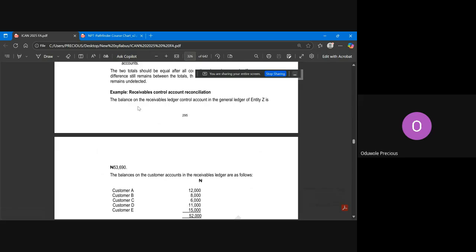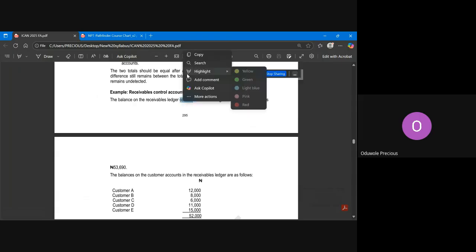He said the balance of the receivables ledger control account in the general ledger of entity C is 53,690. That's the balance in the ledger. Then the balance on the customer account in the receivables ledger. Don't forget, this first one is the balance in the control account, the one they've prepared before.